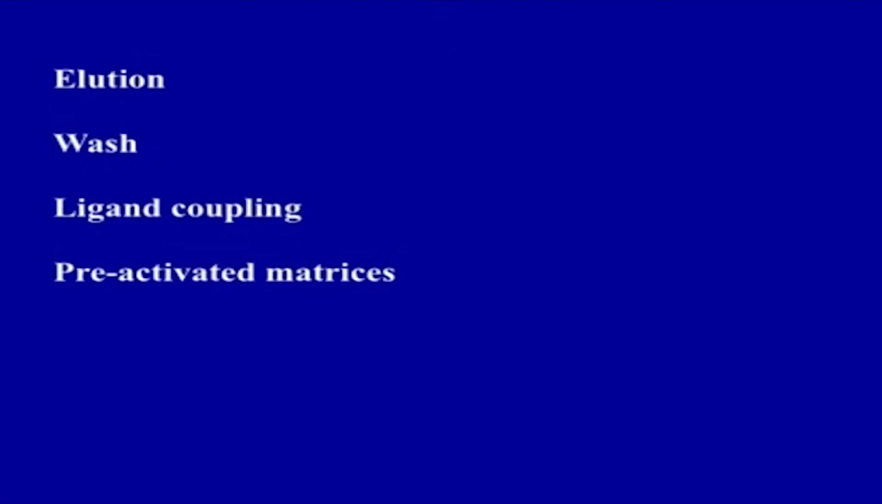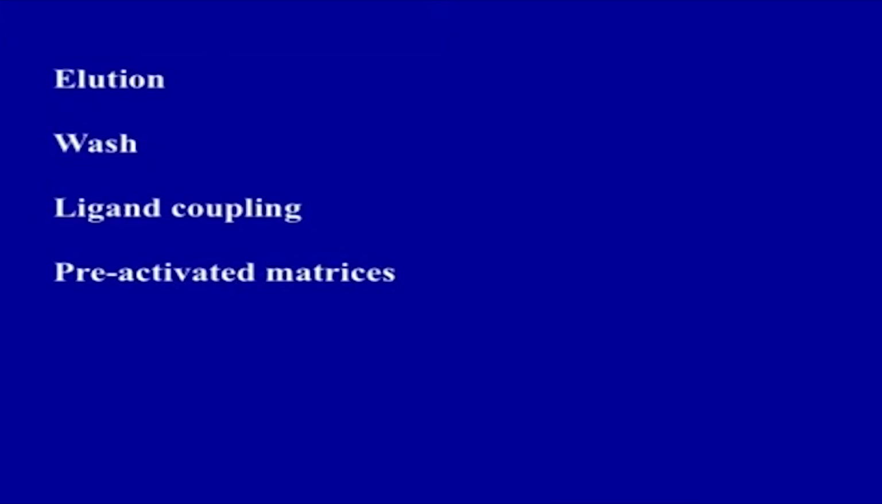Ligand coupling is another important term. It is the covalent attachment of a ligand to a suitable pre-activated matrix to create an affinity medium. This could be done commercially, as these resins are available, and you can purchase a pre-activated matrix and couple a particular ligand. A pre-activated matrix, like I said, is a matrix which has been chemically modified to facilitate the coupling of a specific type of ligand, and you can purchase it and attach any particular kind of ligand.